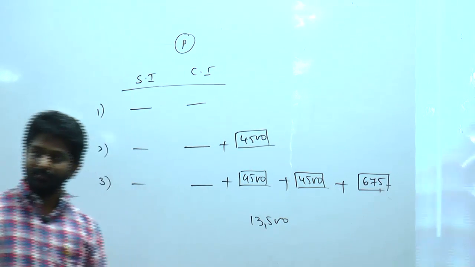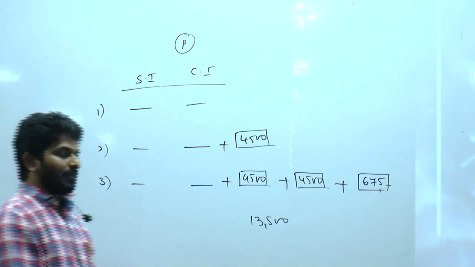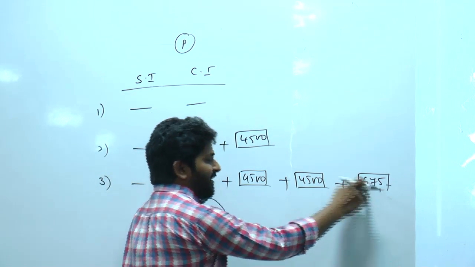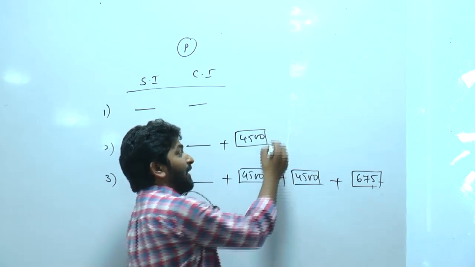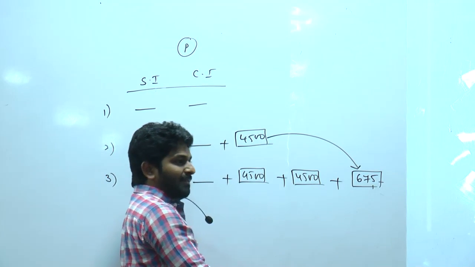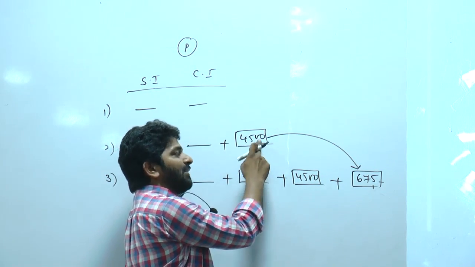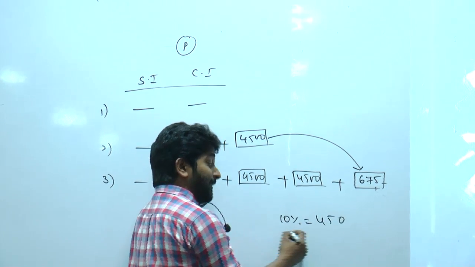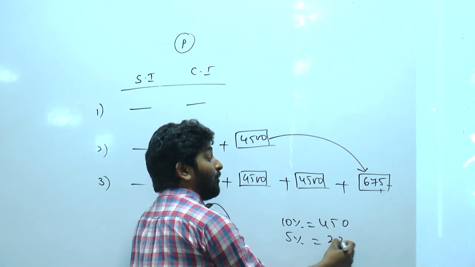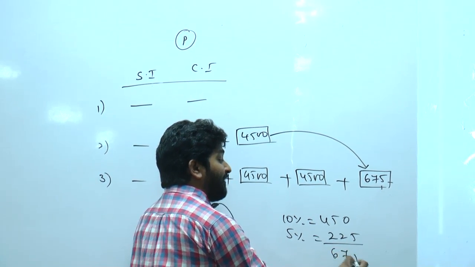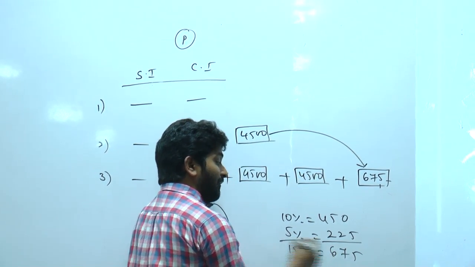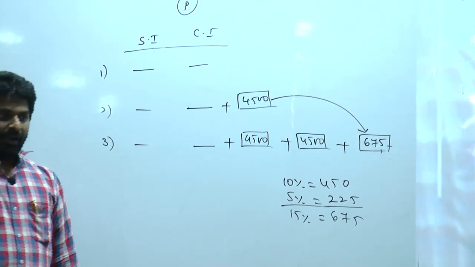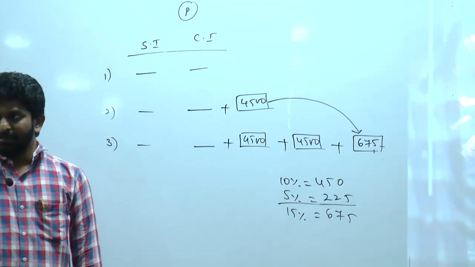Am I right? Yes or no? Clear, everyone? Right. Now tell me, what is the reason for getting 675 rupees here? Interest on this number only, right? Yes or no? What is 10%? 450. What is 5%? 225. So 675 is what percent? 15%. What is your question? Find the principal. Sum in the sense principal.